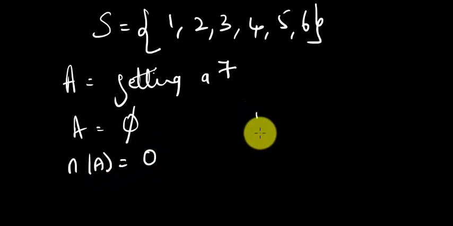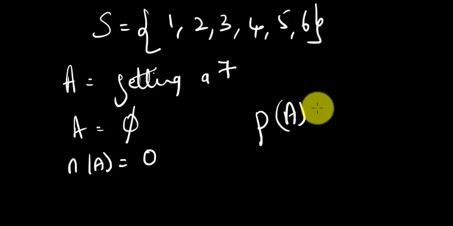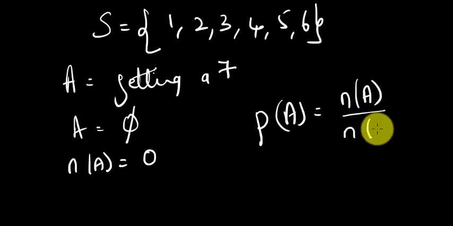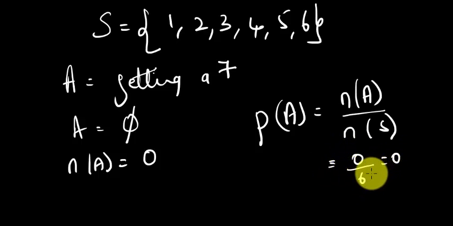So what is the probability of this particular event? It can be defined as the number of elements belonging to A divided by the number of elements belonging to the sample space, which is 0 divided by 6, and that's 0. So the least probability that can be assigned to any event is 0. I cannot have a negative probability. That doesn't make sense, and you will not have an event where a negative probability is assigned. That's not possible either.